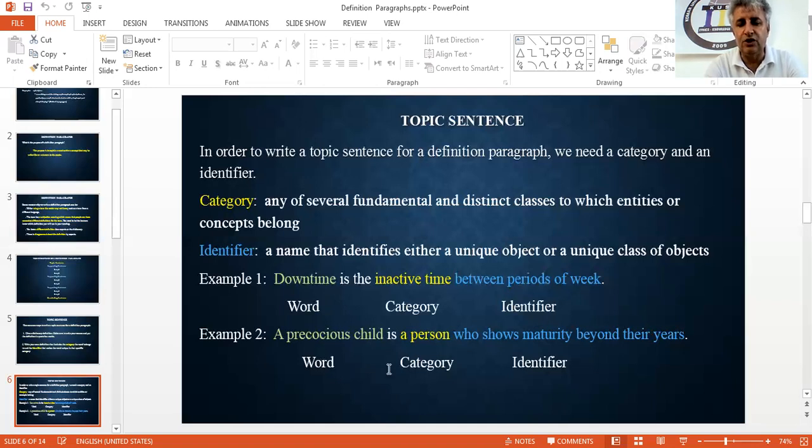A precocious child, the word phrase is here. A precocious child belongs to the category and class of people. So a precocious child is a person. Then what kind of person? A person who shows maturity beyond their years. We have identified the category by using the identifier who shows maturity beyond their years.